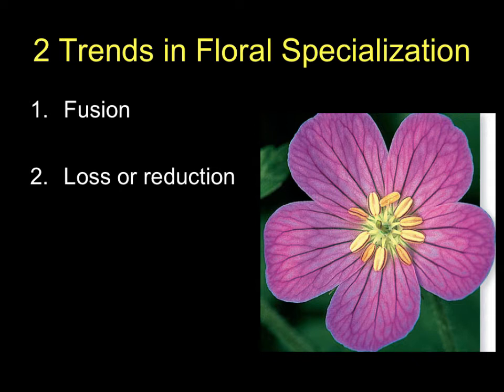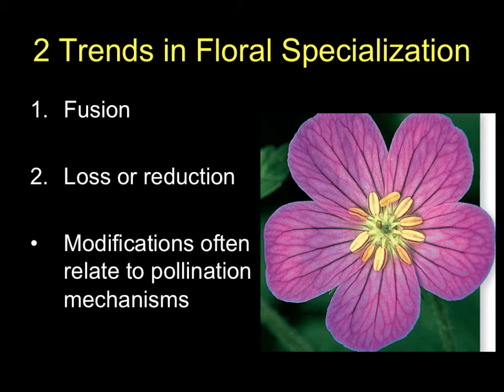More modern day plants tend to have a loss or reduction of sepals or of petals or of stamens or of carpels, for example. They're missing oftentimes one or more of those flower parts in more modern day plants. A lot of other modifications often interact with pollinators.